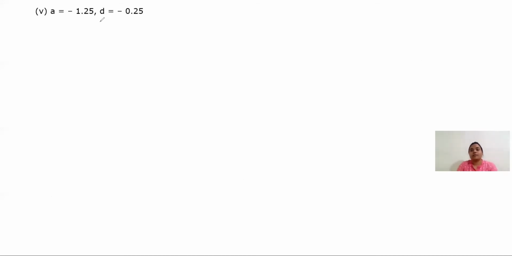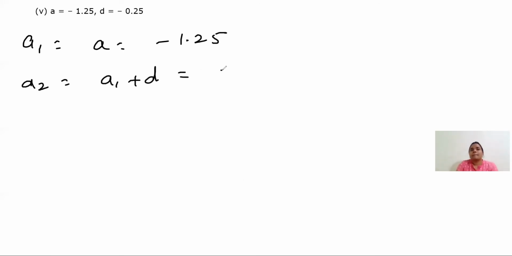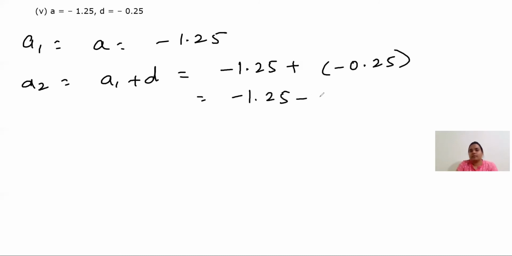First question, in the decimals. A1 is A, minus 1.25. A2 is A1 plus D, that is minus 1.25 plus minus 0.25. Minus 1.25 minus 0.25. This will be equal to minus 1.50.